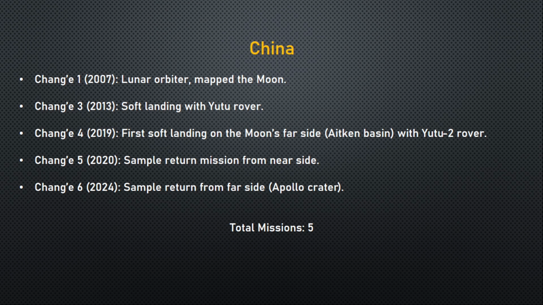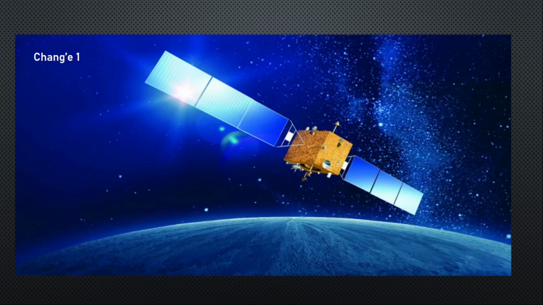2019, Chang'e 4, first soft landing on the moon's far side, the Aitken Basin, with the Yutu-2 rover. And 2020, COVID-19, Chang'e 5 returned samples, a sample return mission from the near side. So that is the sample they used to discover the new mineral that I mentioned earlier. We have Chang'e 6 in 2024, sample return from the far side, Apollo crater. So in total, they have 6 missions to the moon, and they just recently got in.